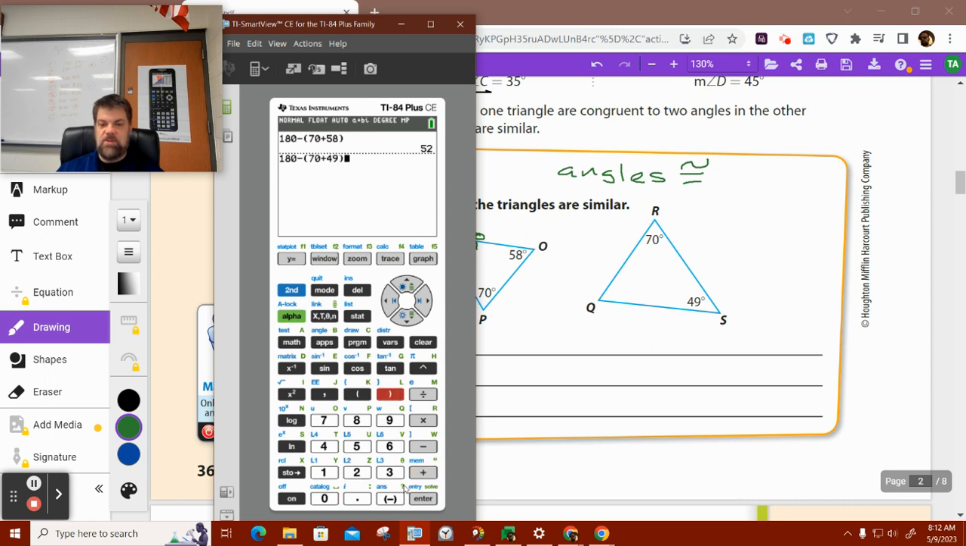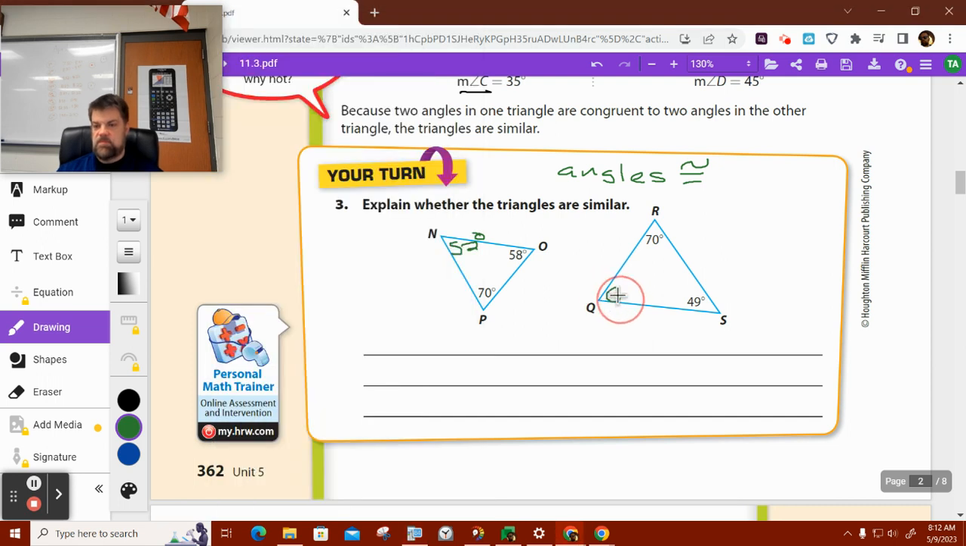All right, so this one is 61 degrees. So no, they are not similar.